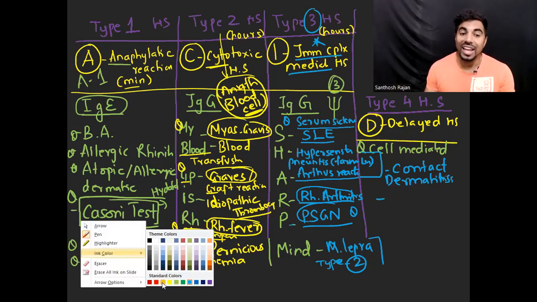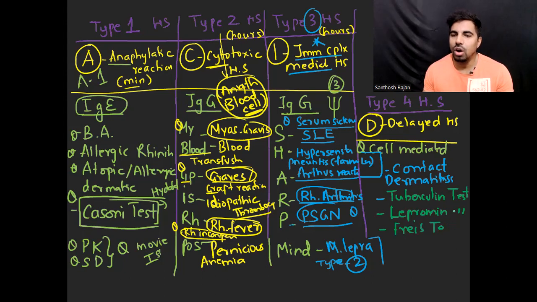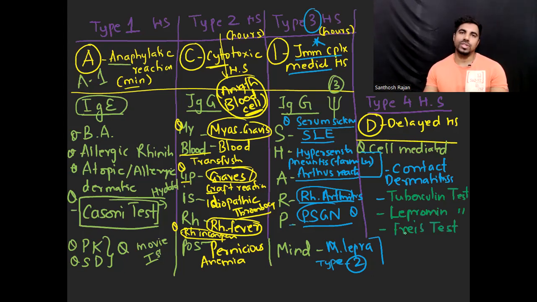What are the diagnostic tests that we can do in type 4 hypersensitivity reaction? You know very well, the tuberculin test. And what else? Lepromin test. Don't forget your lepromin. Tuberculin test, lepromin test, and one more test, you remember? Frei test. All of these are type 4 hypersensitivity reactions. At least tuberculin and lepromin questions will come. You must know. There is no way you're going to leave it.